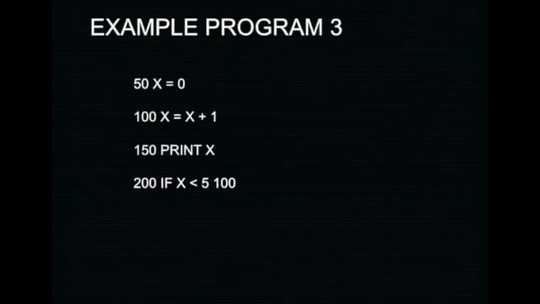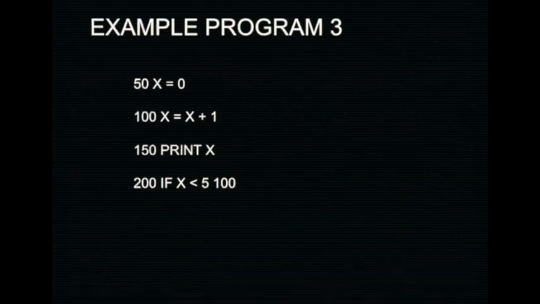This program is slightly more complex, demonstrating the use of conditional goto statements. On line 50, we set the value of the variable x to 0. On line 100, we increment the value of x by 1. On line 150, we print the value of x to the console. And on line 200, we compare the value of x with 5. If it is less than 5, then we jump back to line 100.